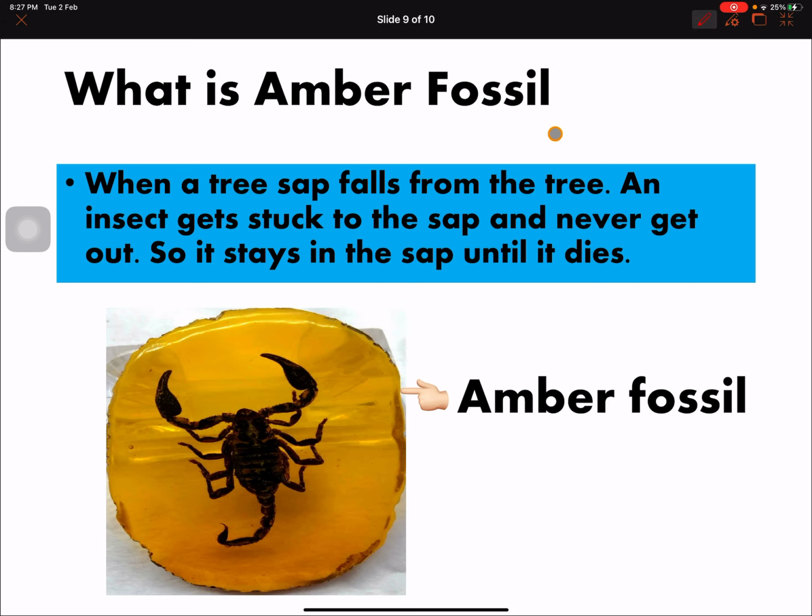Now, what is an amber fossil? Well, this fossil is for insects, okay? So when tree sap comes from the tree and falls down, an insect can get stuck in it, because tree sap is very, very sticky. Once it gets stuck in the tree sap, it will never get out. So it stays in the tree sap until it dies. As you can see, this over here is an amber fossil. It traps insects, not only their hard parts, but their soft parts too.